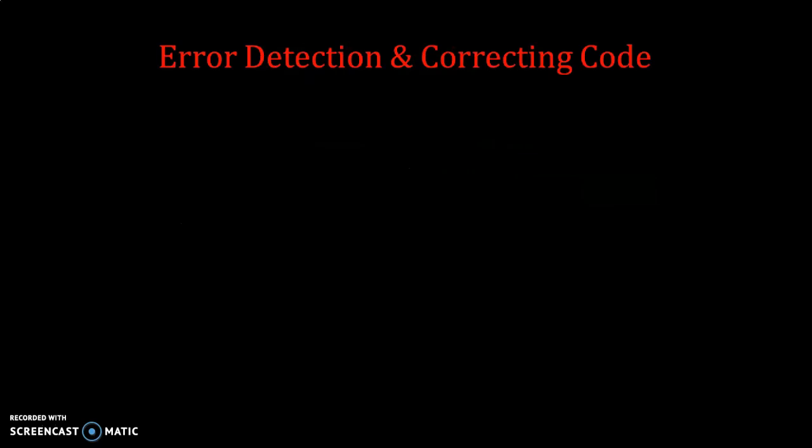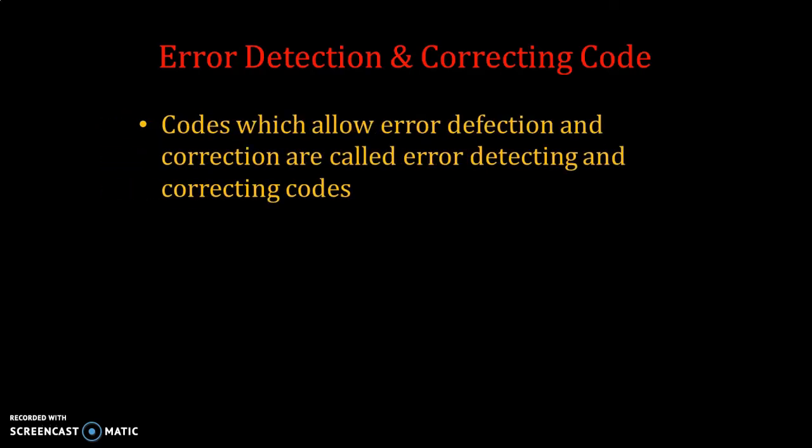Then we have error detecting and correcting code. Sometimes we transmit our digital data from one place to another, and during transit there may be a possibility of an error. So we should have a code to detect the error, as well as to correct the error. Codes which allow error detection and correction are called error detecting and correcting codes. An example for error detection is parity code, and for correction we have Hamming code.